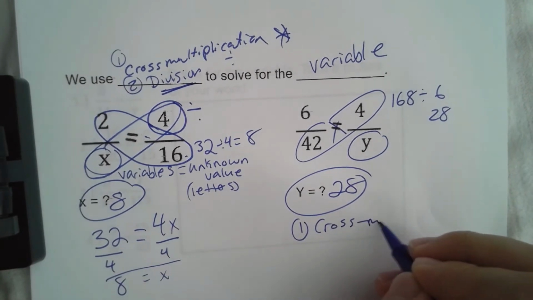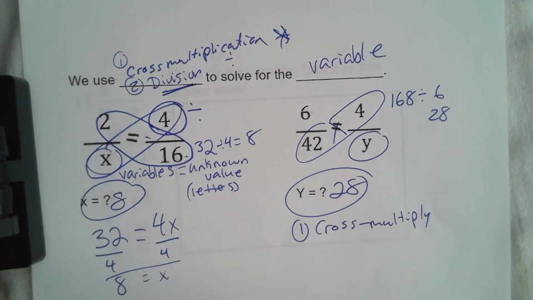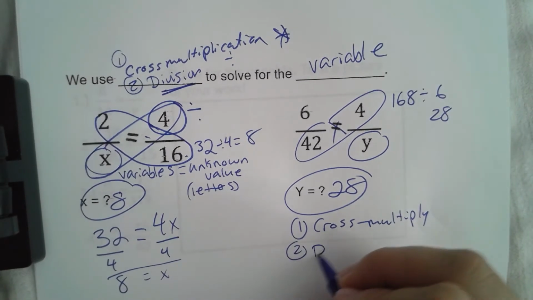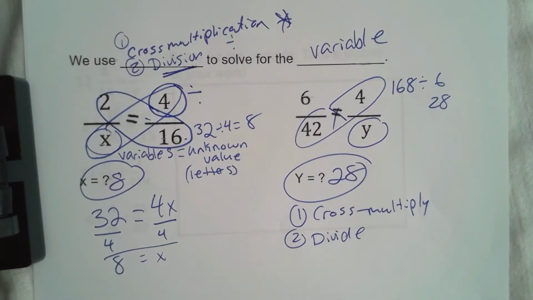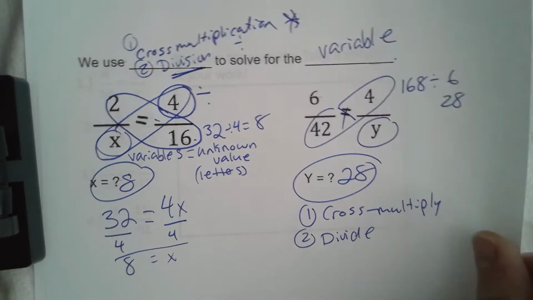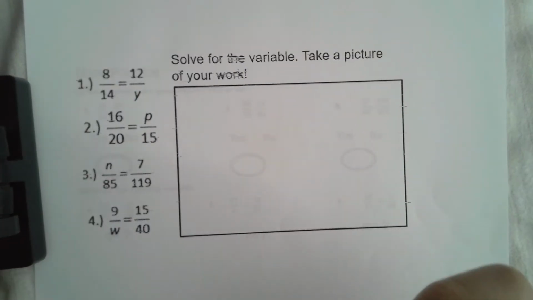So just remember these two steps. First step you want to do is cross multiply the two numbers, and then you divide by the last number you get. Okay? Alright, let's try these out.